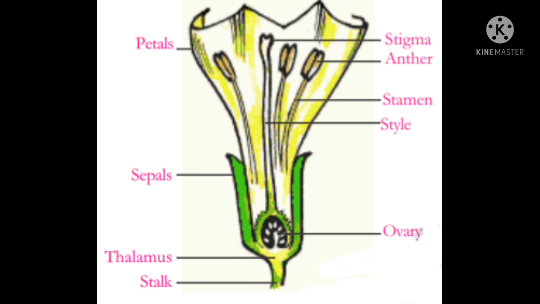So these are the floral parts of datura, as we learned about stalk, thalamus, calyx and corolla, and the difference between androecium and gynoecium.